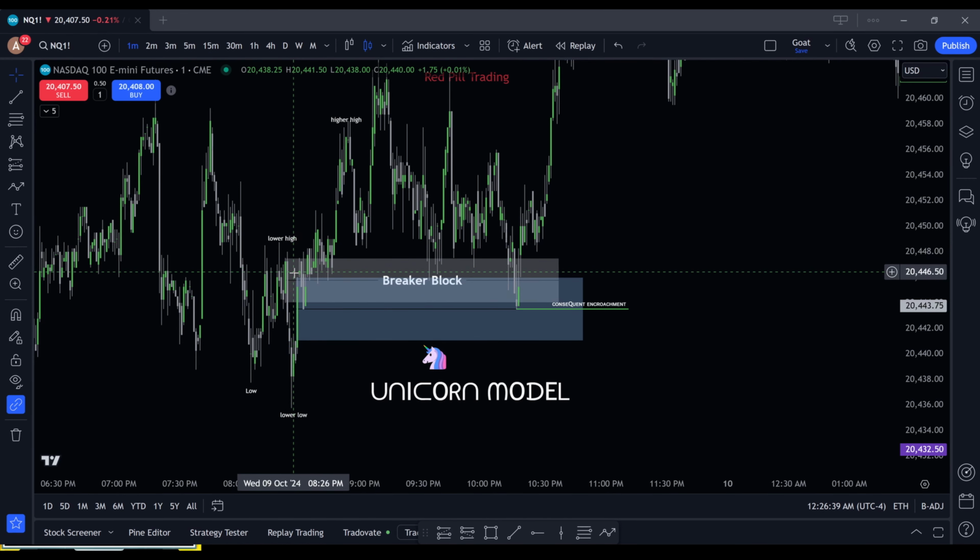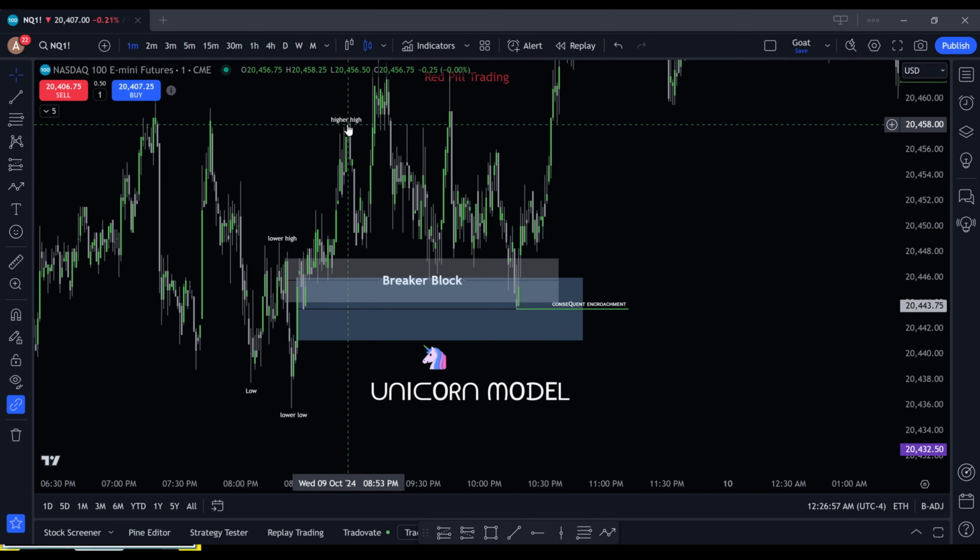How we've talked about before with order blocks, right? Last bullish candle, creating this order block. That would be an order block, correct? When you break through that, this is now a breaker block. That's all a breaker block is: an order block that has been broken through.